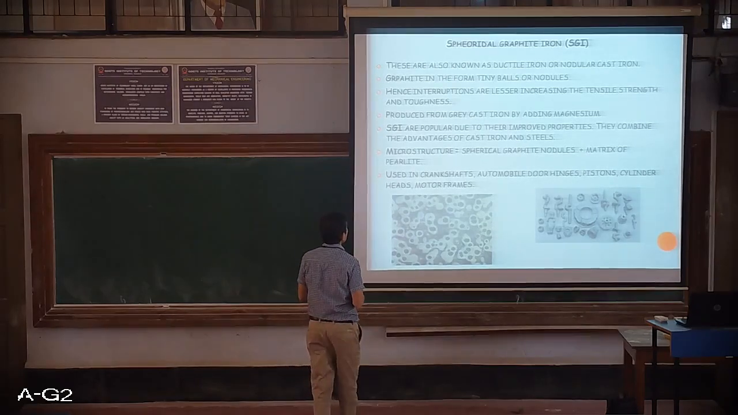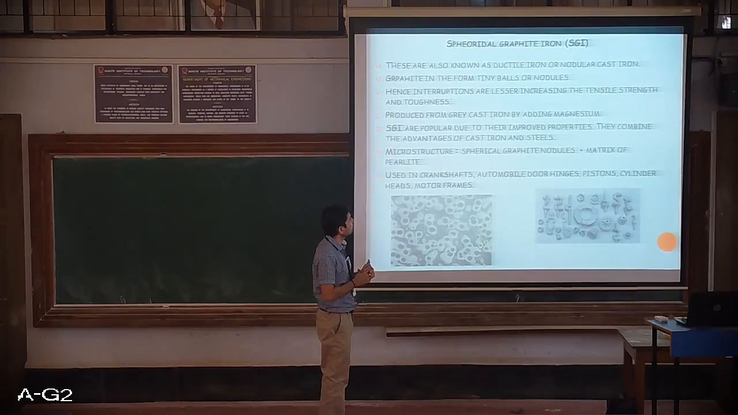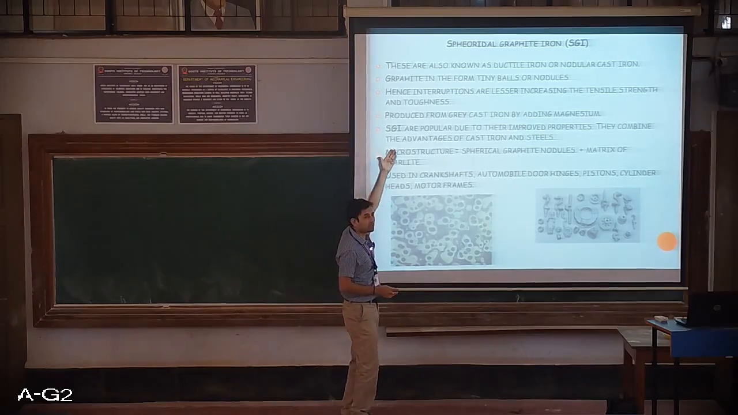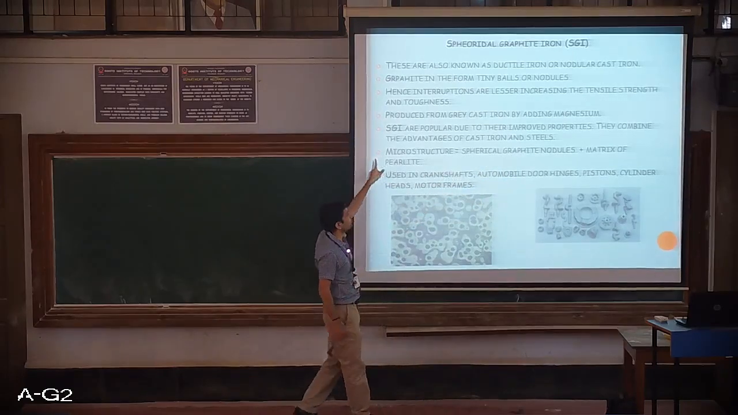So I've just said that SG irons are popular due to their improved properties. They combine the advantages of cast iron as well as the steel. This point you should remember, that they combine the advantages of both iron and steel. That's why it is very much widely used in industries.